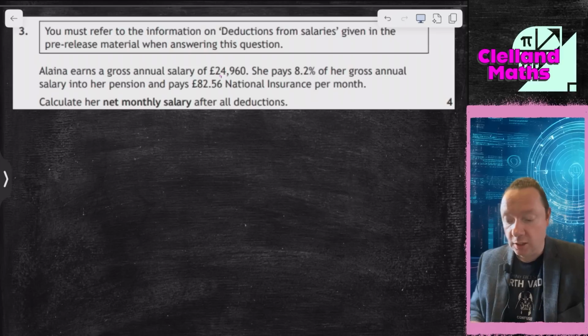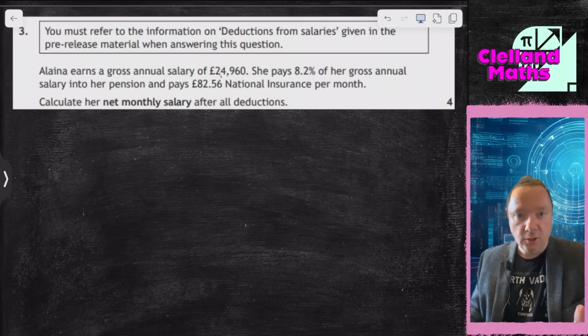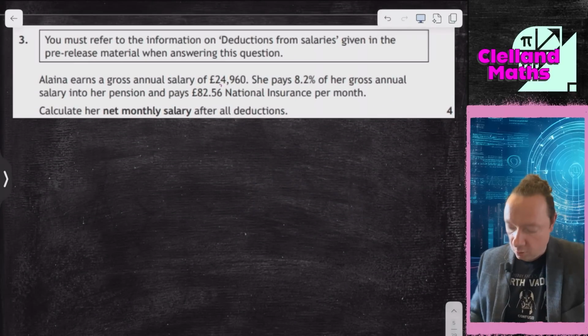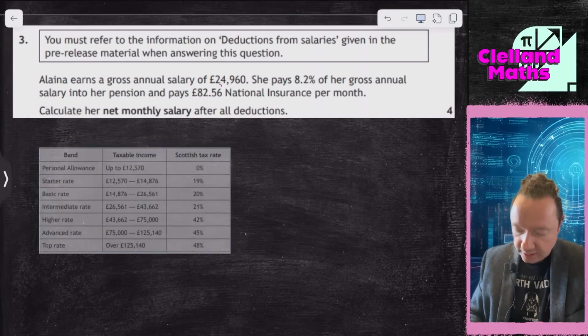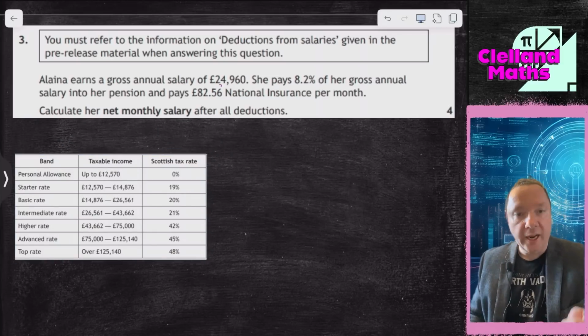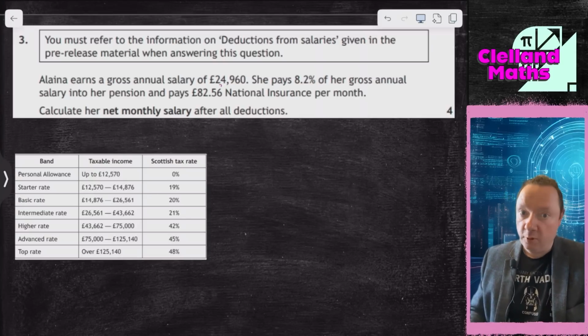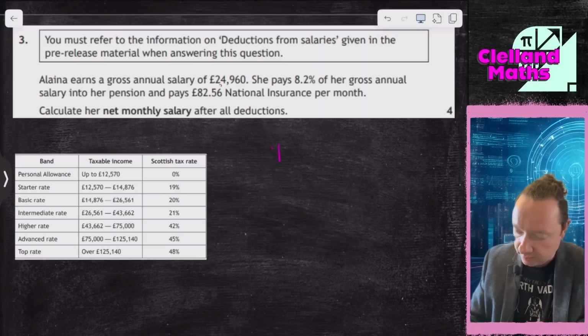Okay, so for this question, we don't need to work out the national insurance. We just need to work out the tax. So you can ignore the national insurance part of the data booklet and just grab the tax bit, which is here. But don't be so hasty. With pension, you need to take that off first before you calculate tax. Not before you calculate national insurance, but before you calculate tax. So I need to work out her taxable pay.